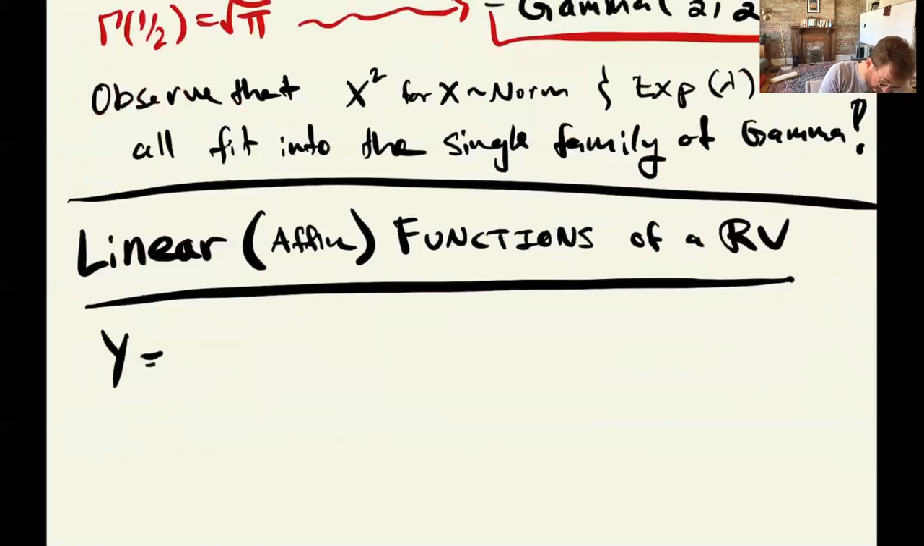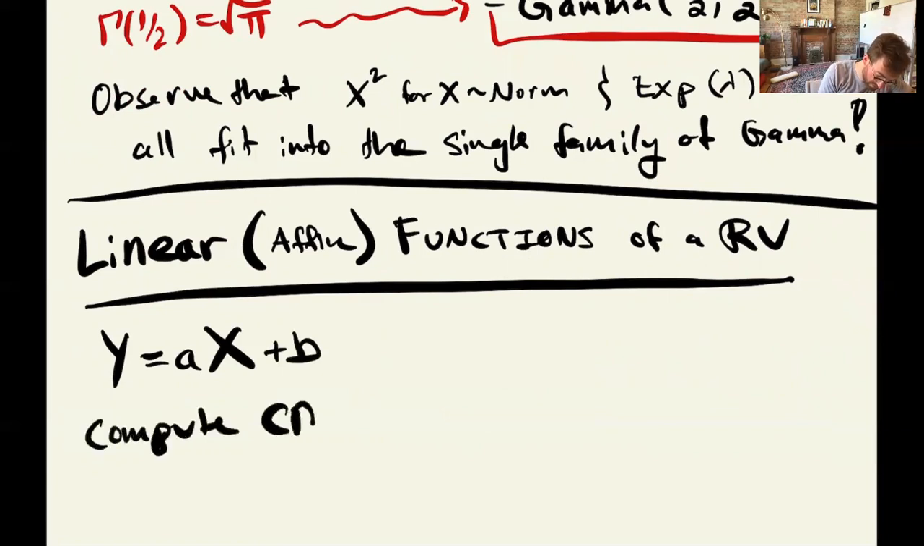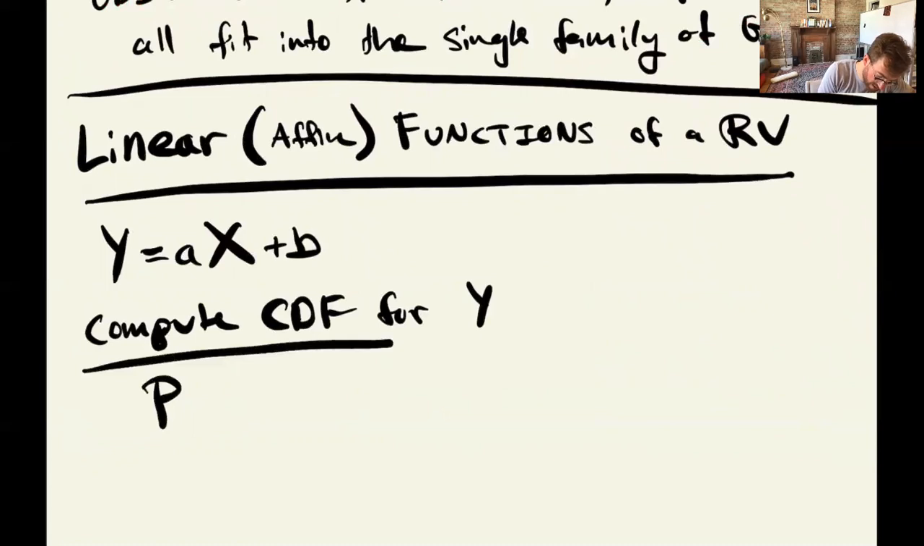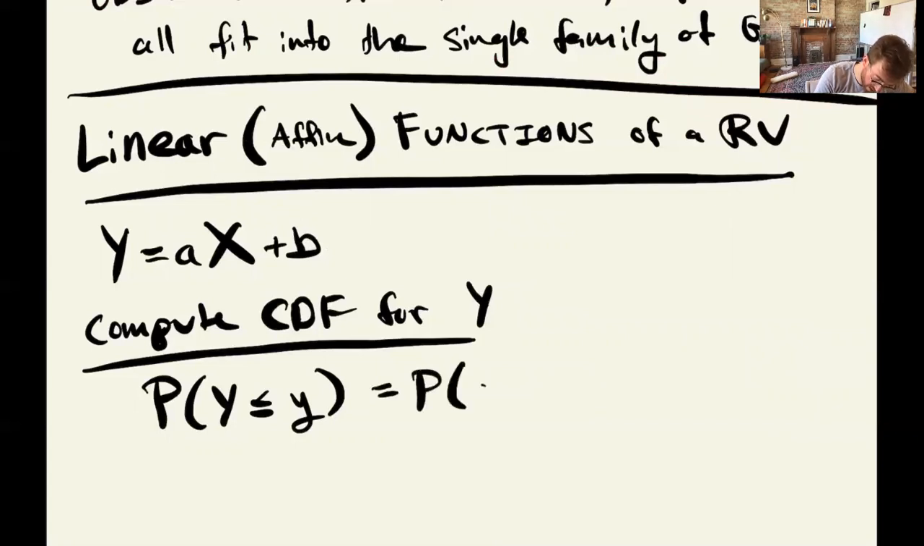So imagine y is, instead of x squared, it's just ax plus b, where x is some random variable. Let's compute the CDF for y. Remember what this means: I need to compute the probability that y is less than or equal to some little value, little y. Now, all you need to do is just sub in y equals ax plus b. And now you just need to massage this expression a little bit to get the constraints on x.